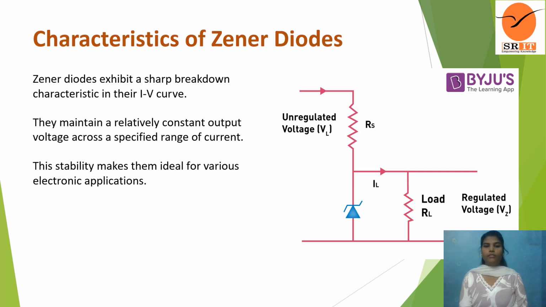Characteristics of Zener diodes. Zener diodes exhibit a sharp breakdown characteristic in their IV curve. They maintain a relatively constant output voltage across a specified range of current. This stability makes them ideal for various electronic applications. This is the characteristic of the Zener diodes.